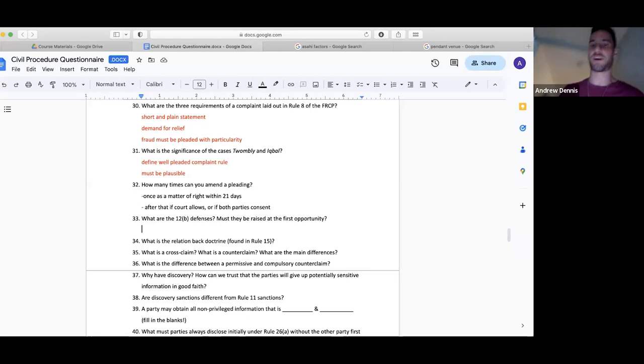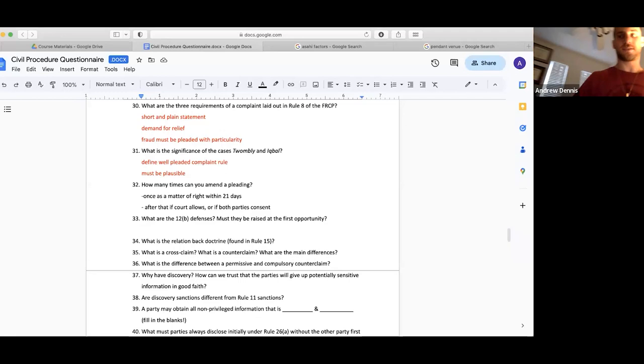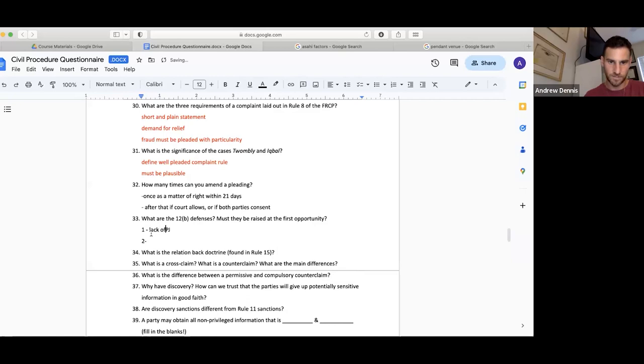What's 12B1? I think personal jurisdiction has to be raised right away. Not necessarily. Well, let's list them first. Okay, so yes, personal jurisdiction. One is PJ. And what does that mean? You're asking the court to dismiss the claim for lack of personal jurisdiction, that the court doesn't have personal jurisdiction. Then two.